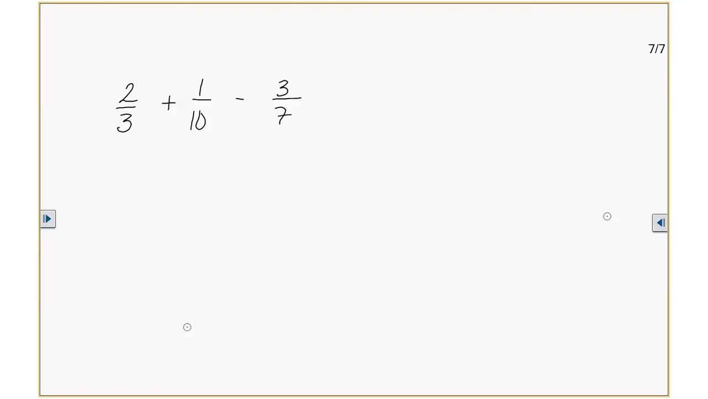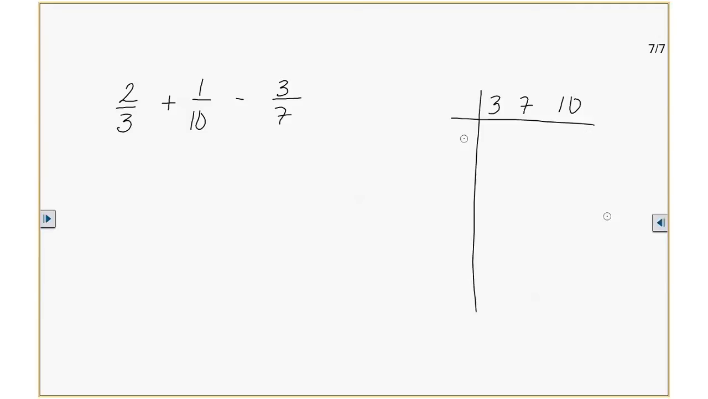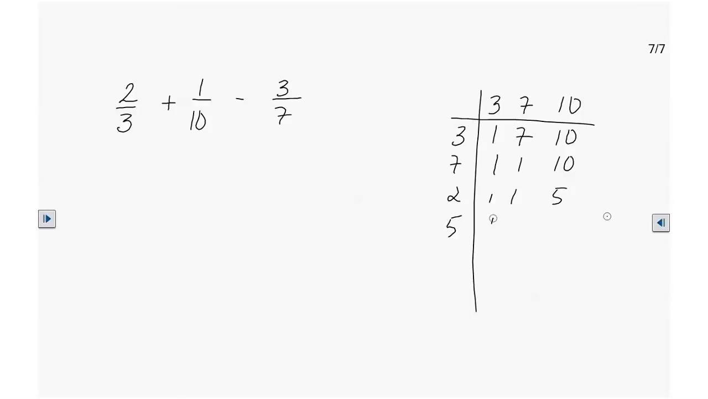But the main point is, do you know right off the bat what the common denominator is? No, you don't. Now, if you're one of these people that just multiply the denominators, that's fine. You do that all the time, but then you run the risk of making the problem more difficult because you're making bigger numbers. So don't do that. I have no idea what the common denominator is. That's why I don't do it. Instead of wondering about 5 or 6 different rules, I'm just going to write 3, 7, and 10. 3, 1, 7, 10. 7, 1, 1, 10. 2, 1, 1, 5. And 5, 1, 1, 1. There's my 10. So it is 210.